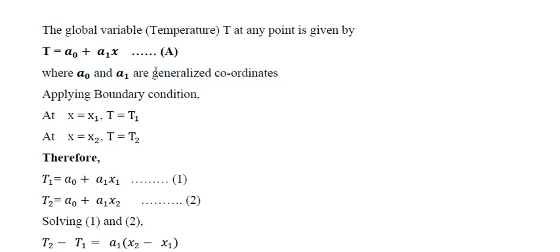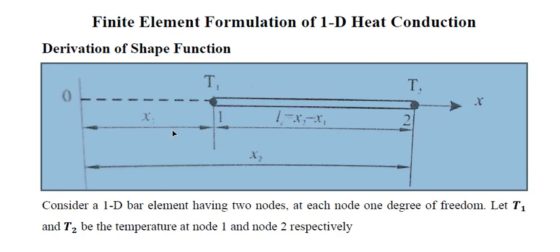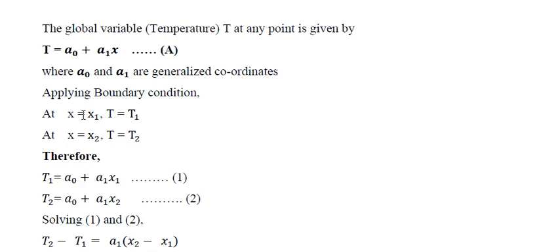Now let us apply the boundary condition. What is the boundary condition? At x is equal to x1, T is equal to T1. At x is equal to x2, T is equal to T2. That is the boundary condition. So at x is equal to x1, temperature T is equal to T1, and at x is equal to x2, temperature T is equal to T2.